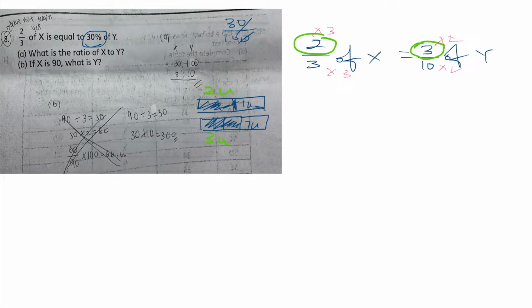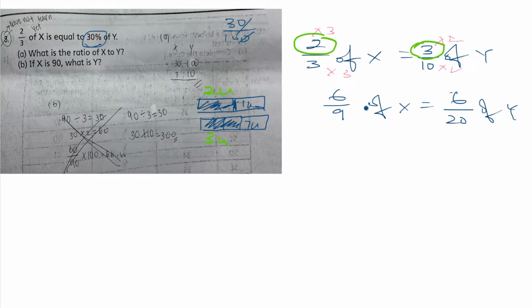So I will have 6/9 of x is equal to 6/20 of y. Is it equal now? You see these two numbers are equal now, right?